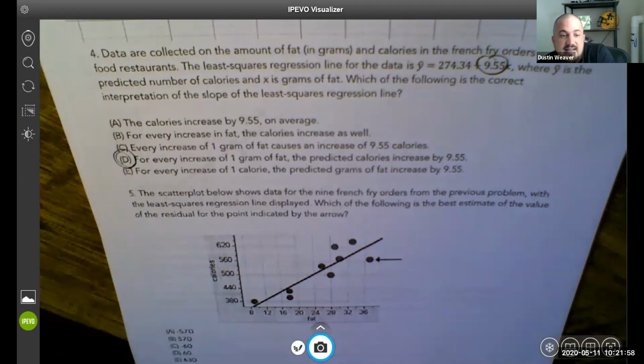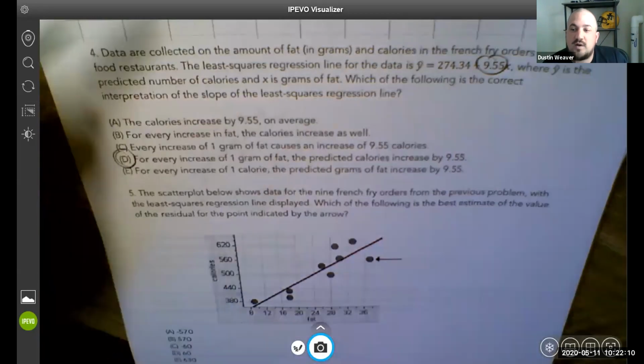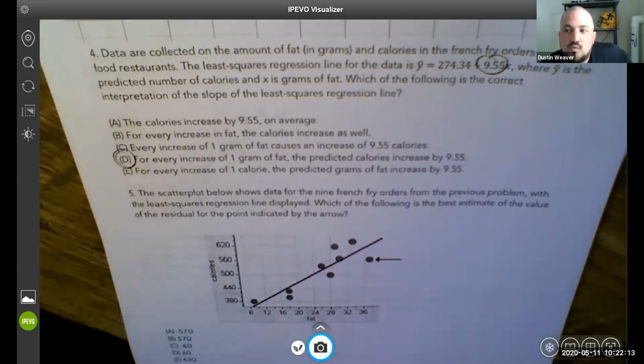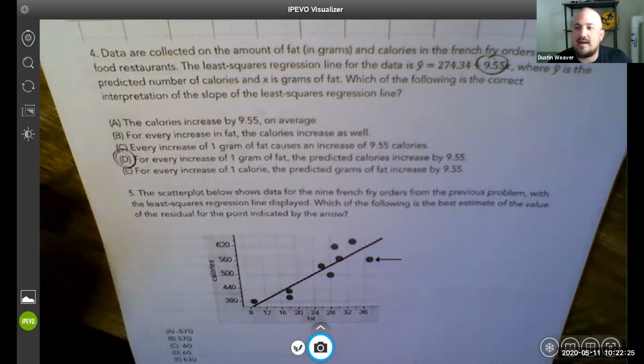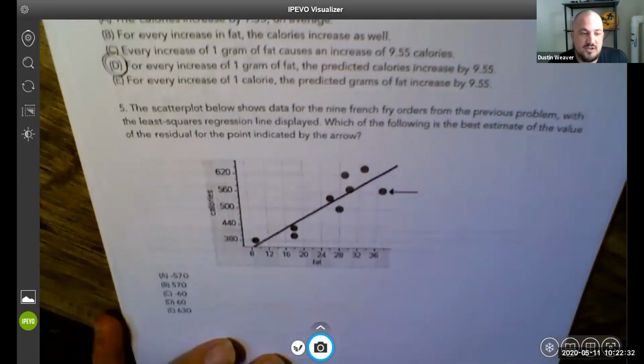Now notice in C, every increase of 1 gram of fat causes an increase of 9.55 calories. So that's a definitive statement. And in this case, we're only talking about the prediction equation. So when you're doing slope, we have to say it increases by that much on average, or we predict, or we estimate that it will increase by that much. We can't say for sure that it will increase by that much every time, because this is just a prediction. So good job.